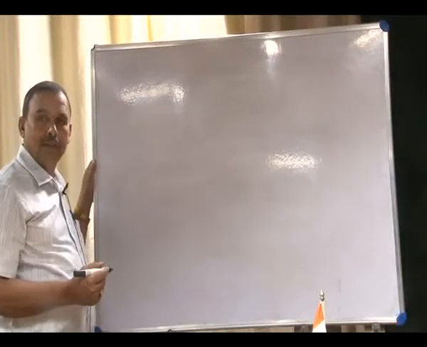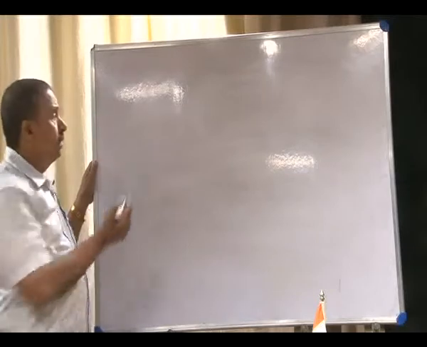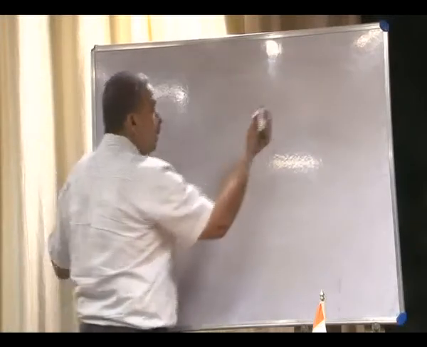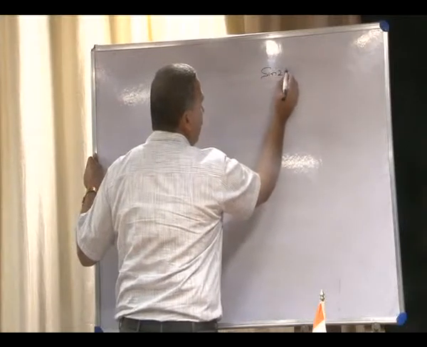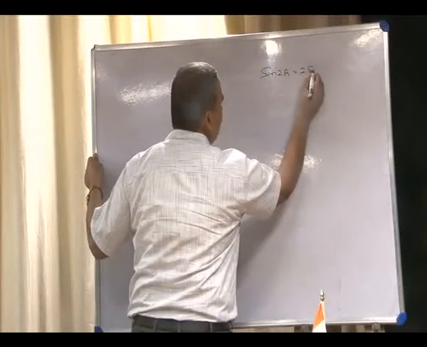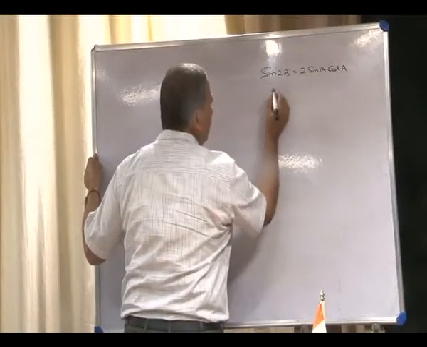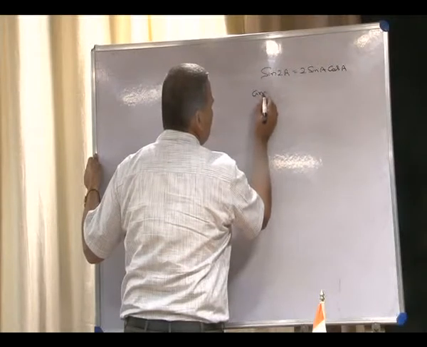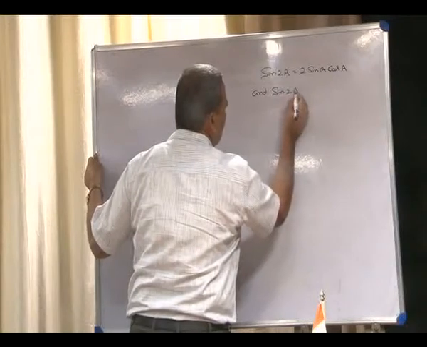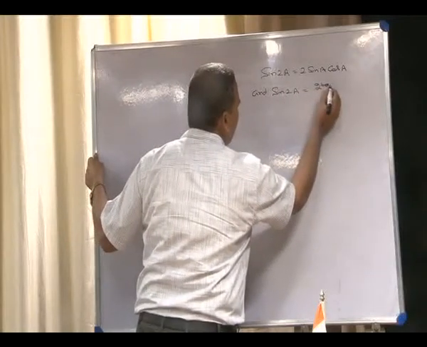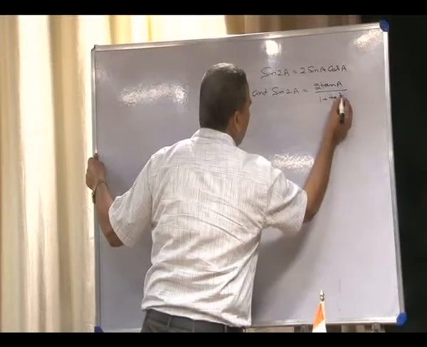In the previous class, we have proved the multiple angles of sin 2A and cos 2A. That is, sin 2A is equal to 2 sin A cos A. In terms of tan A, the formula for sin 2A is 2 tan A by 1 plus tan square A.